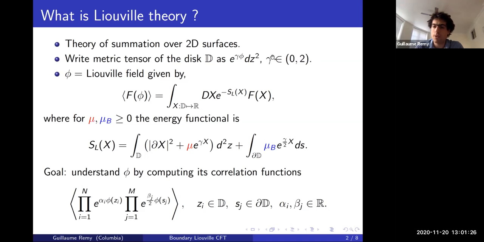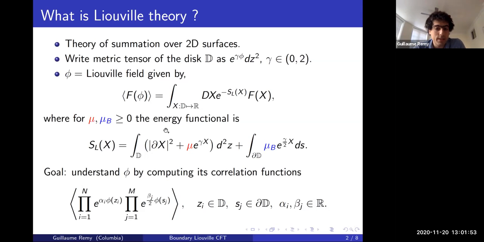Gamma is just a fixed parameter in (0, 2). And phi will be a random field that's going to give the law of your random geometry in a sense. What physicists do is they prescribe this law of phi, the Liouville field, by a formal path integral, which is a summation over all maps from the disk to R of some uniform measure times a Boltzmann weight of some energy functional. So what do we have in this energy functional?